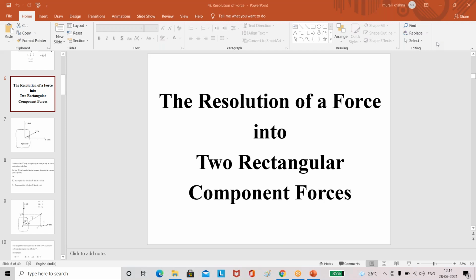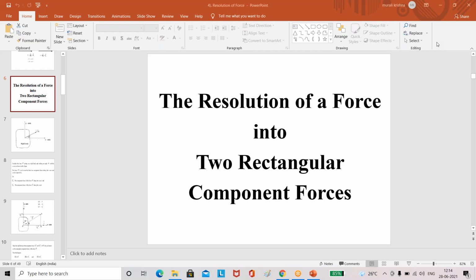We know that resolution of a force means separation of a force into a number of forces without changing the effect on the rigid body. One force acting on the rigid body can be separated into a number of forces. That procedure is called resolution of force. In the last class, I explained the resolution of a force into two rectangular component forces.